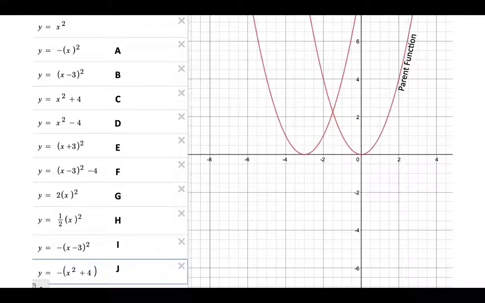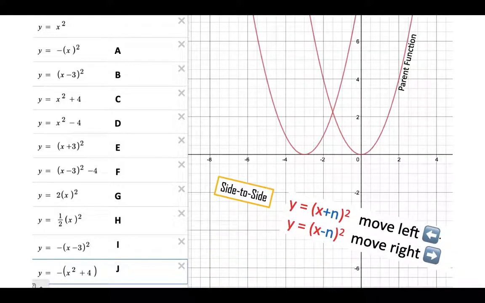All right. Here's one where we have a function that moves only side to side. So this is one where we're going to look for only this pattern. This has moved to the left, so that means that we're going to have a positive sign, a plus sign inside this function. So there we go. x plus 3, the whole quantity squared.